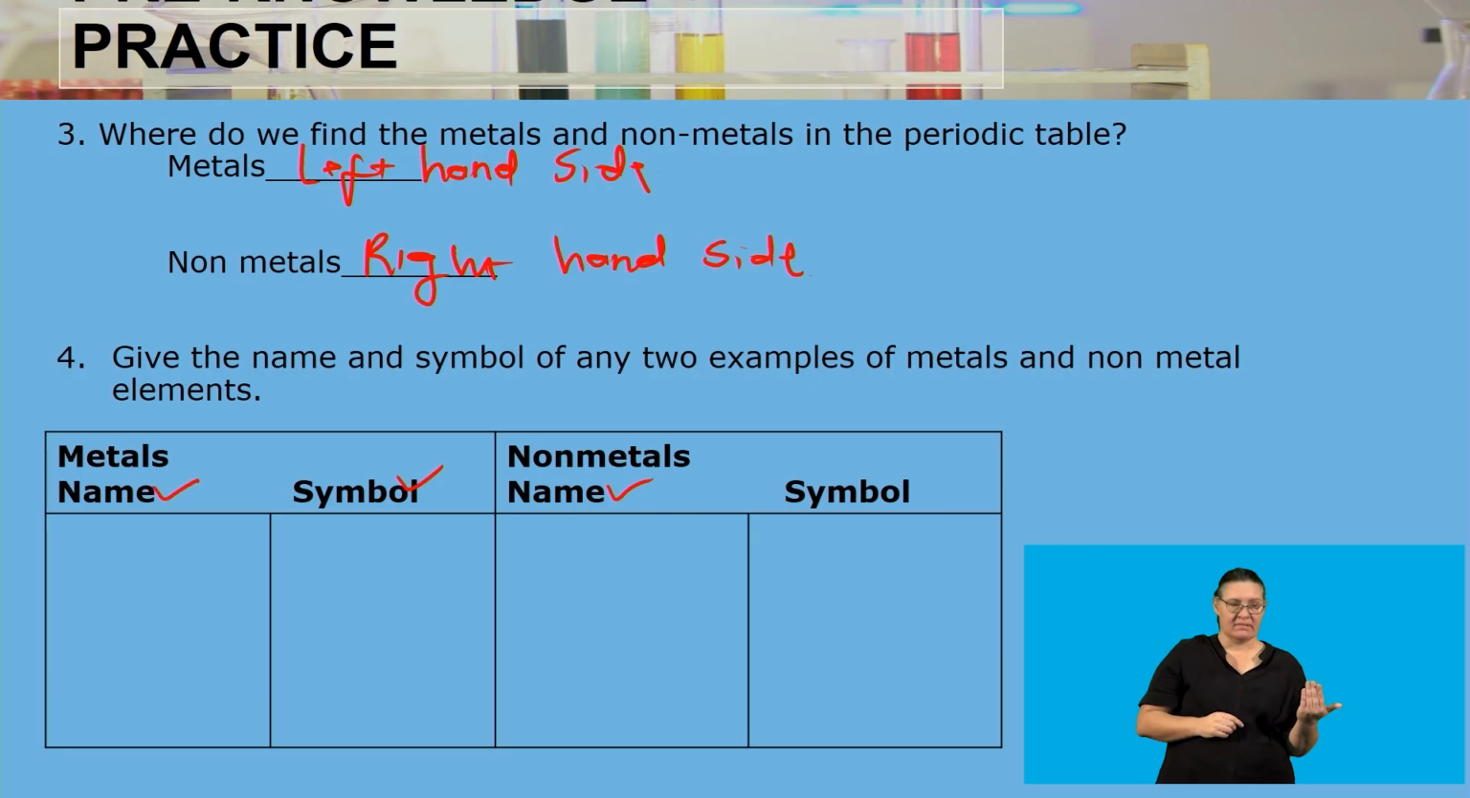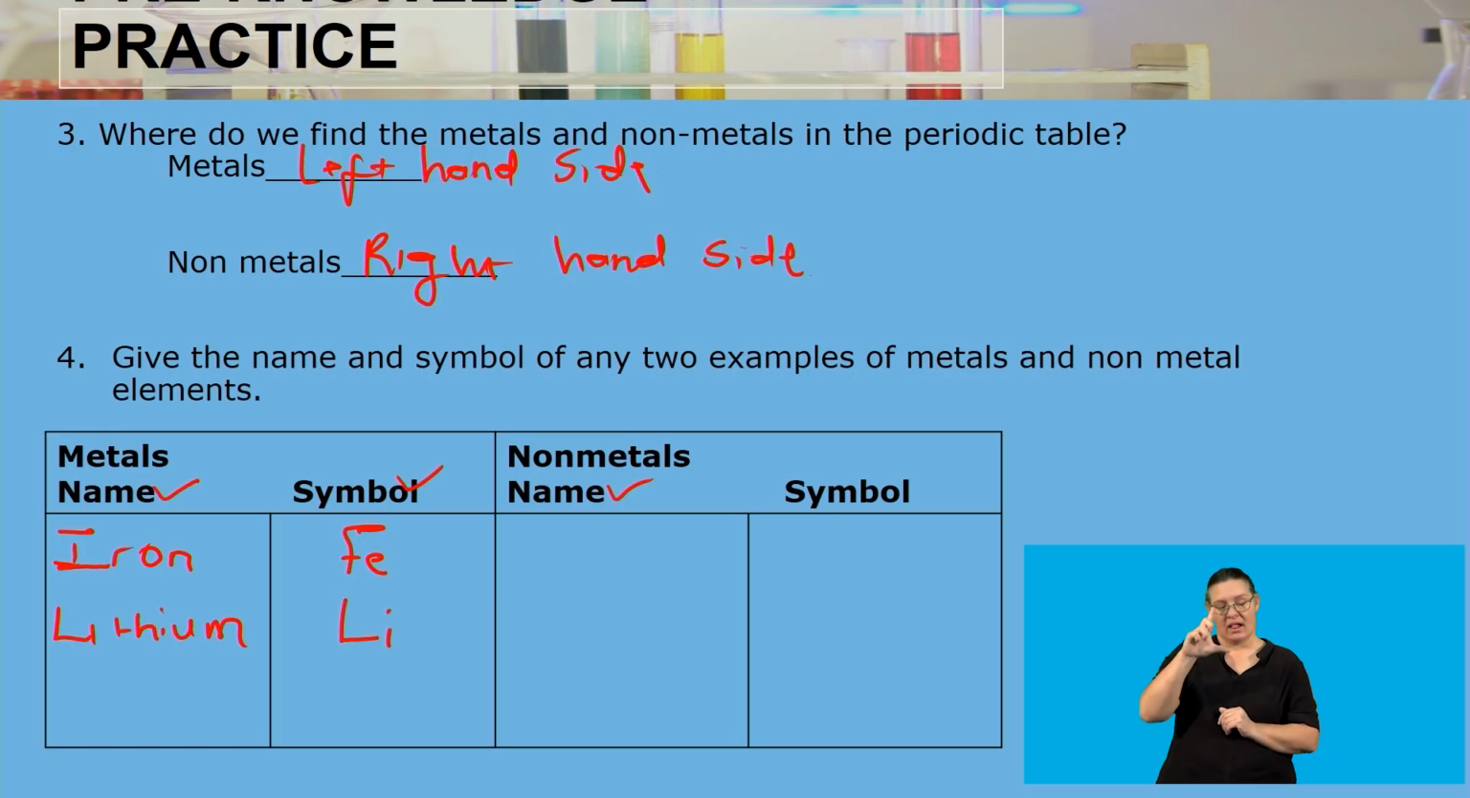So I'm going to start with iron. And then the second one is going to be, let's choose lithium. Now, iron is found in the transition elements. It's that group between group 3 and group 12. You're going to learn more about the transition elements. So the symbol for iron is going to be capital letter F and small letter e. Whereas lithium is going to be capital letter L and small letter i.